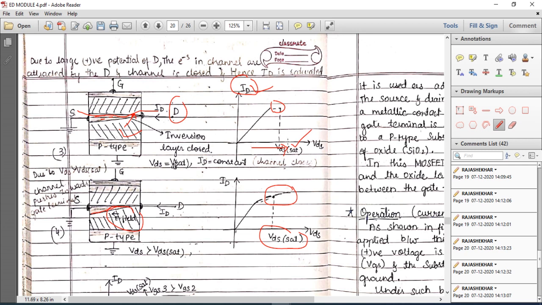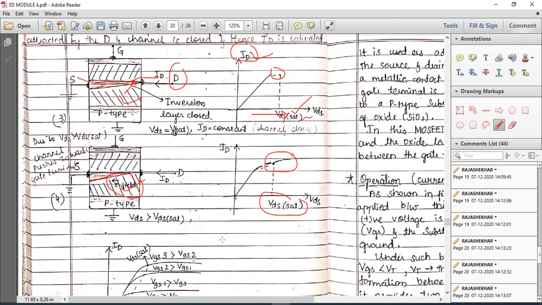We have to keep VDS at a particular voltage, which I call VDS saturation. Apart from that, we should not increase the VDS voltage. Otherwise, it creates an electric field here and distorts the current which we have got. So this is how the N-channel MOSFET works, and how it behaves with the voltage and generates the current.